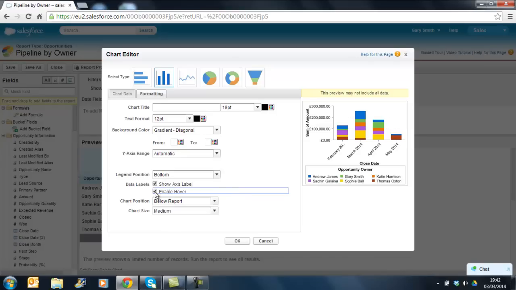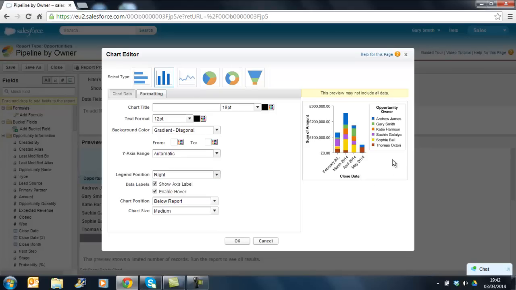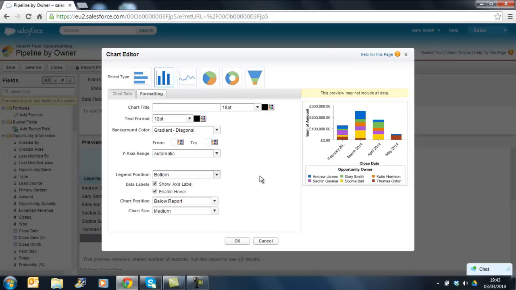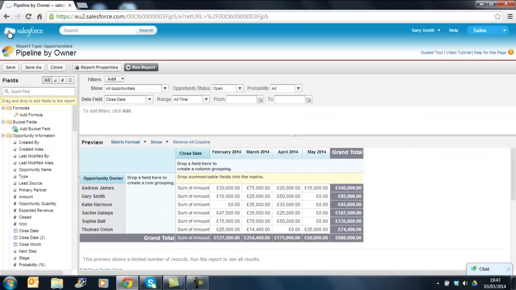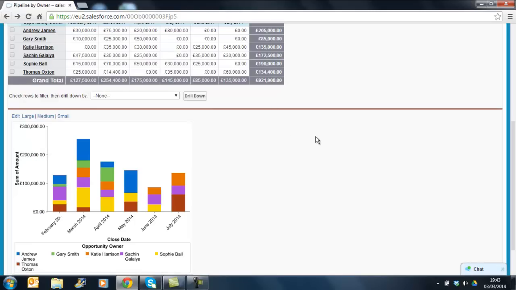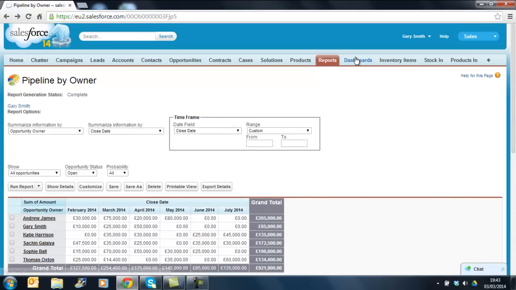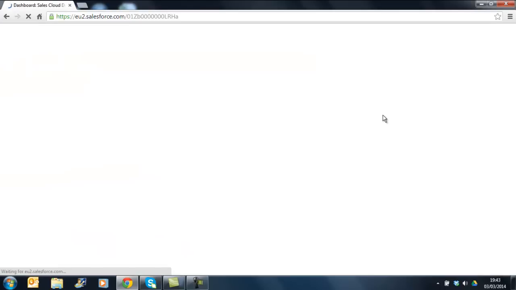You can see here that we've enabled the hover. You saw me hovering over the chart and figures coming up. And also, by default, the legend position, the key, is over on the right hand side, which, as you can see, squashes up the chart a little bit. So I again think it's good practice just to put the legend at the bottom like that. So that's probably the two starting points.